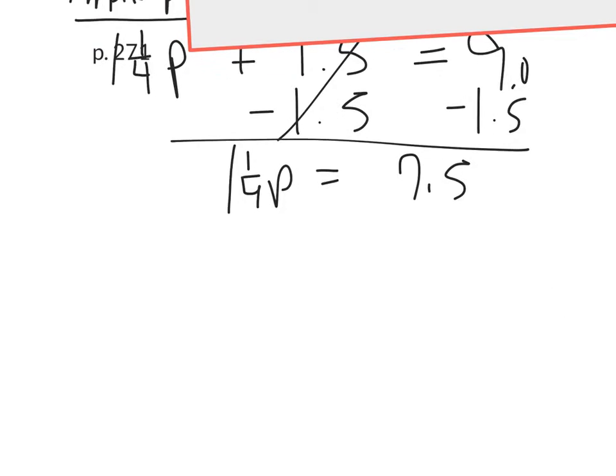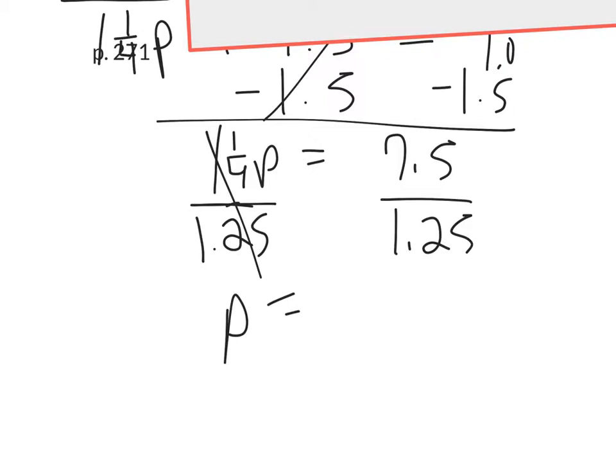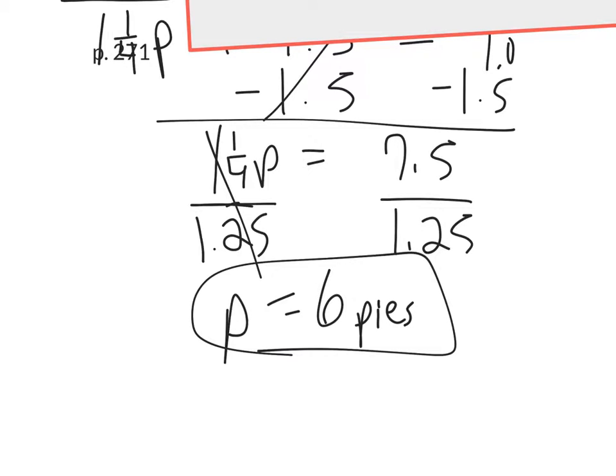And then they're multiplying, so we need to divide. Now, in this case, 1 1/4 is the same as 1.25. So if you wanted to say I'm going to divide by 1.25, that would be fine. And then when you do that, you should get 6. So that means she could make 6 pies. And again, there are other ways we could write the equation, but this would be one of the options.